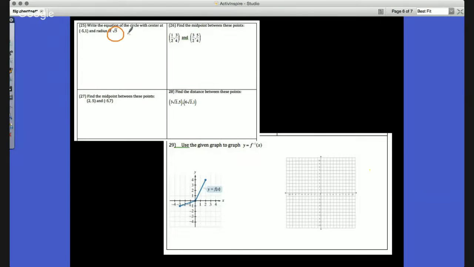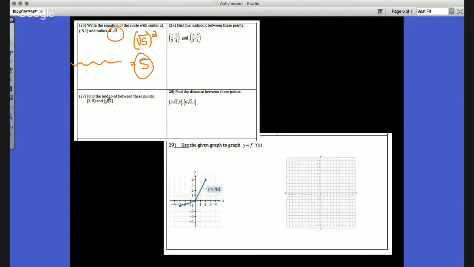Remember when we find the radius, square root of 5, we take the square root of 5 and square it, which would be 5. So this would be equal to 5. You have all your other stuff for your circle, but for the radius, square root of 5, we'd square it to equal 5 for that form there.